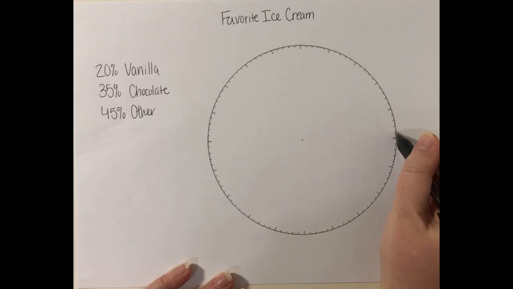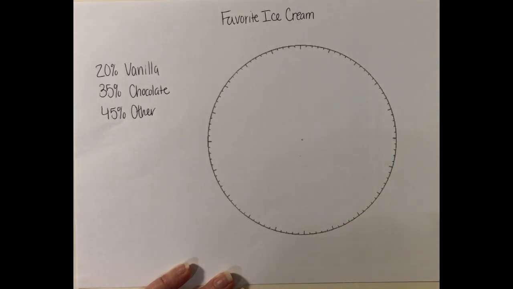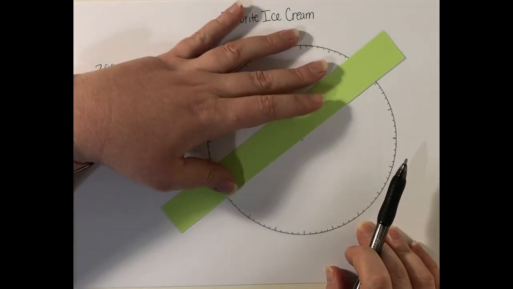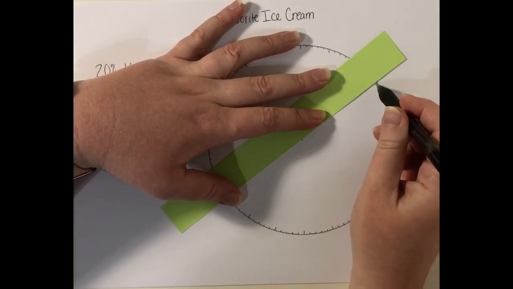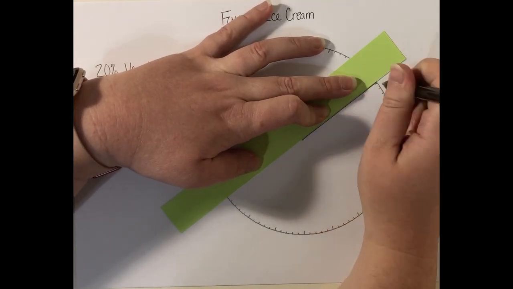So each tick mark, from one tick mark to the next, is going to be 1 percentage. So this is actually already broken up into percents for us, so we won't have to find the angle measures of the central angle, but it is good to know how to do that if you've watched the previous parts of the video. So for vanilla, we have 20%. So just choose a random tick mark. I'm going to use one of the larger ones because that helps me count by fives. And I'm going to draw a line from the center out to the tick mark.